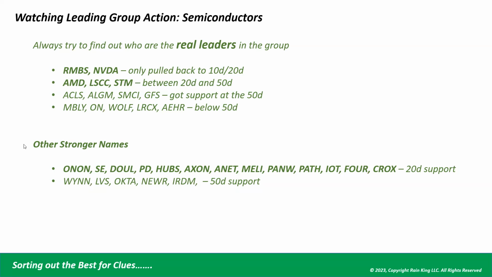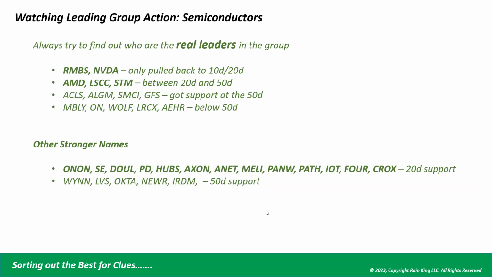Now, you should do the same exercise for different groups. And I just pulled up a couple of strong names recently and took a look at them, ON, SE, Duolingo, PagerDuty. And all of these names got support at their 20-day exponential moving average. So that's acceptable in an uptrend.